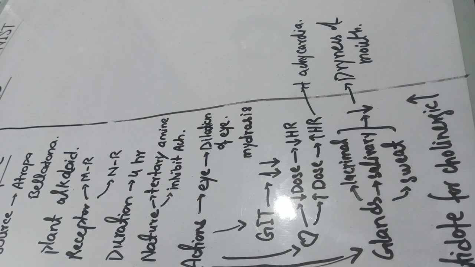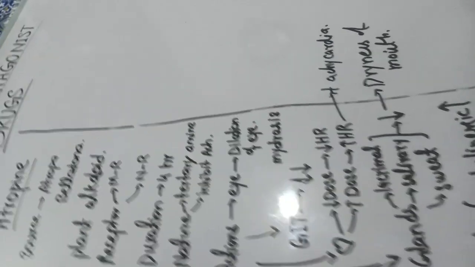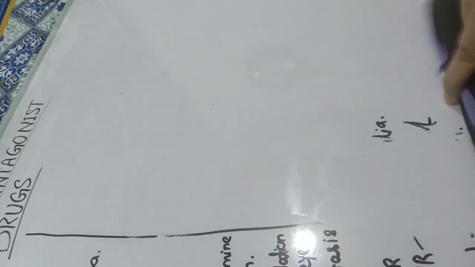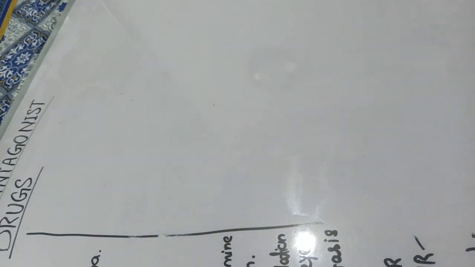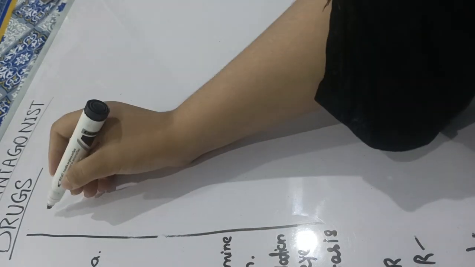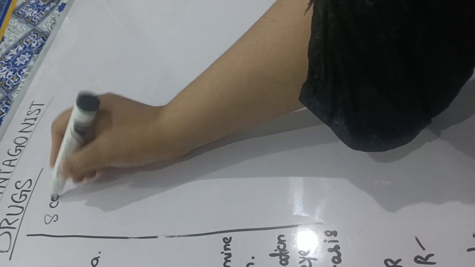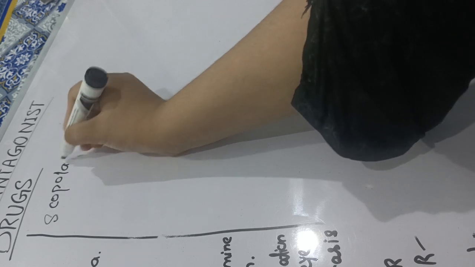Now our second drug is scopolamine. We have discussed everything about atropine. Let's discuss the other drug. So the other drugs have the same action as atropine, just they have a little specific type of reaction, which we will discuss. So scopolamine.